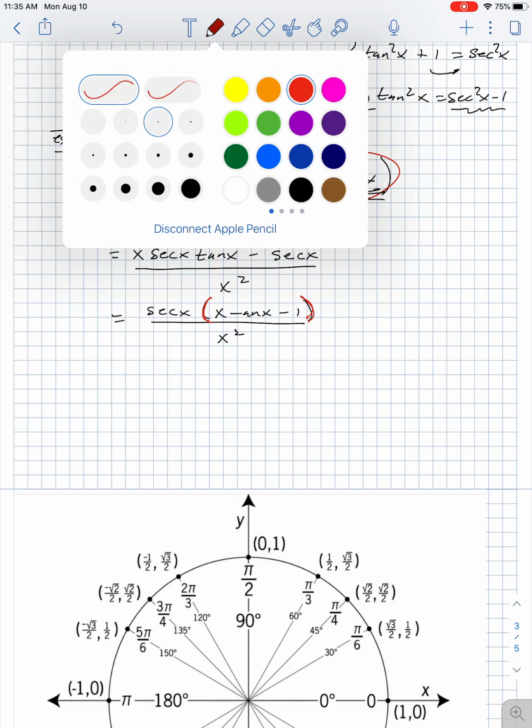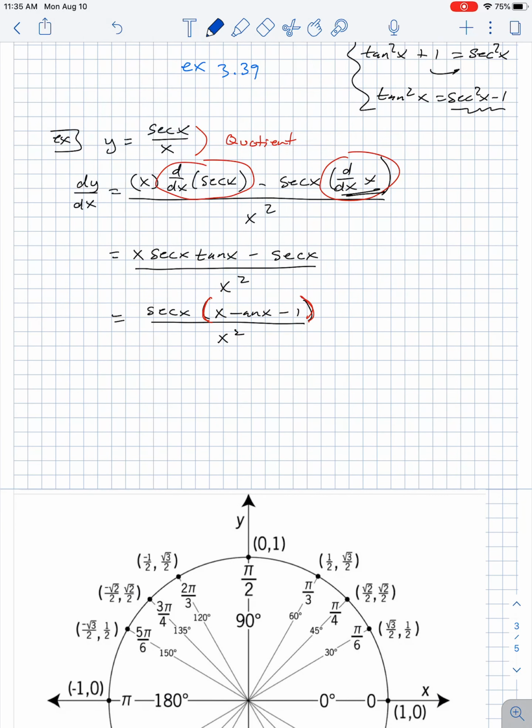All right, if you want to try one of these with a quotient, well, I had one for you, and I can't see it. Here it is. Example 3.40 in your book will give you practice with a quotient.